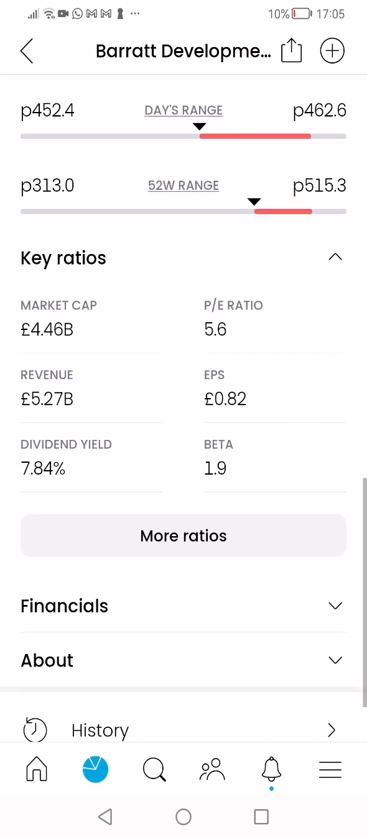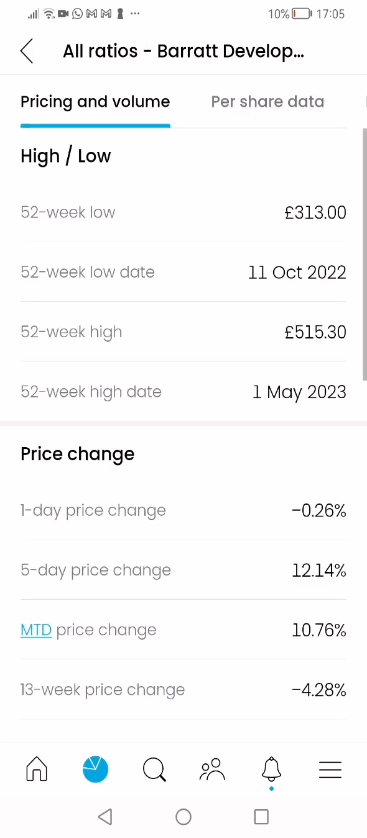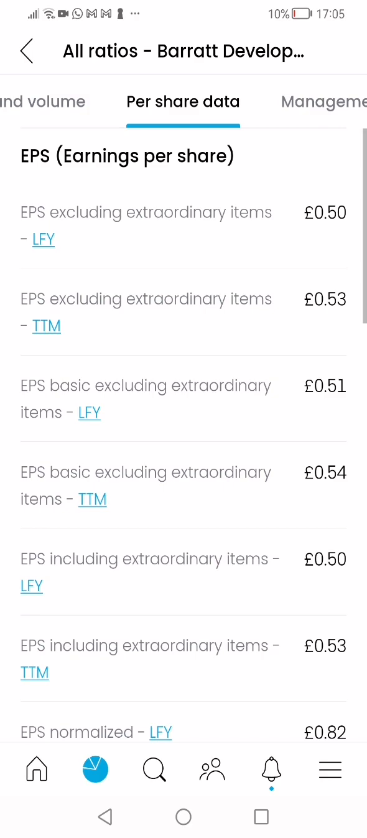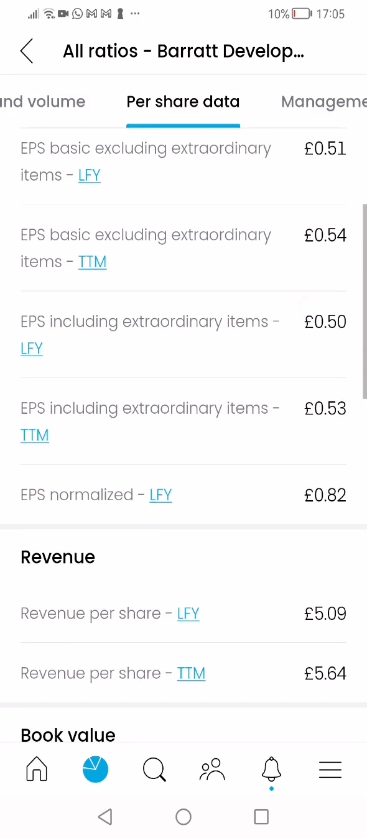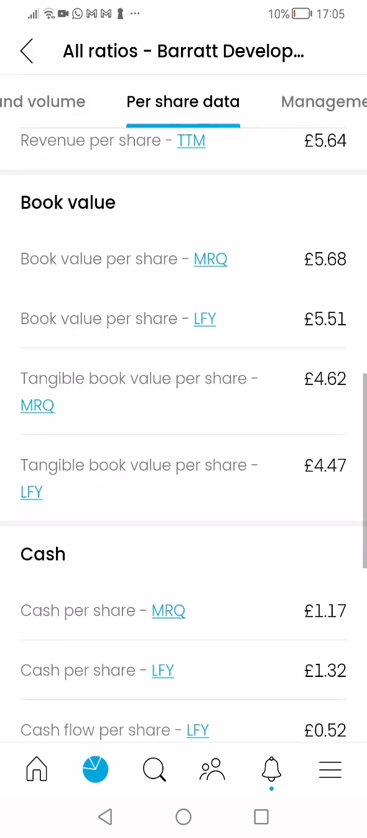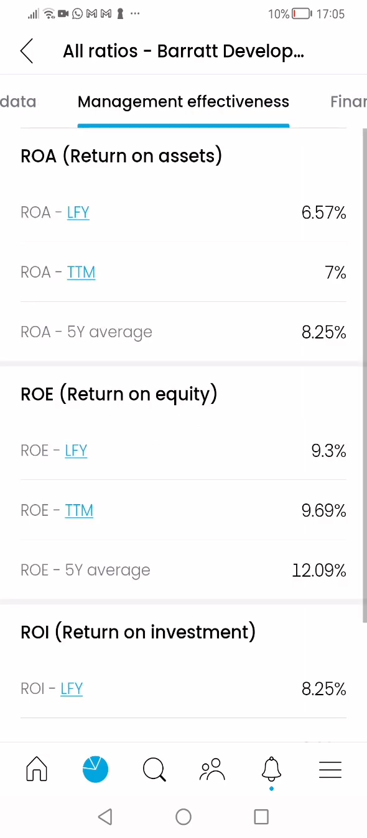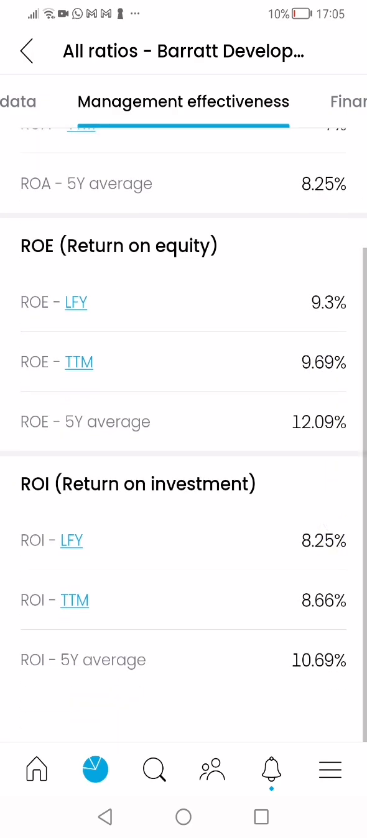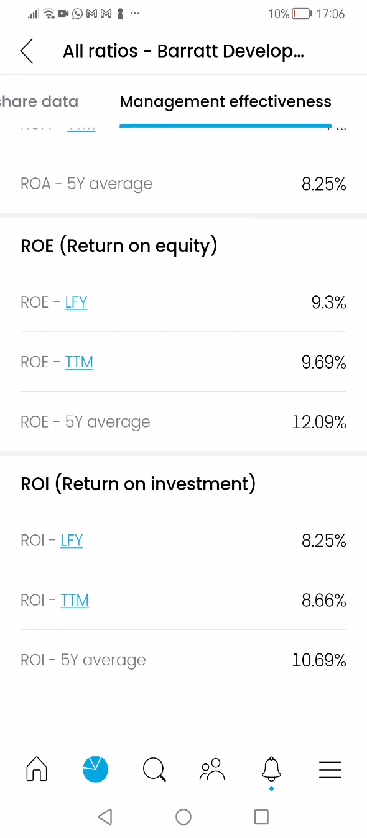I also like to look at this. So here, if you go on per share data, you'll get a good understanding of things like the company's growth. Return on asset is about 8% over 5 years. Return on equity is about 12%. Return on investment is about 10% over 5 years. It's not very good, but then you have to understand why it's so low, and that's because of the pandemic and the war and the inflation. So that's what's impacted its growth potential. Otherwise, that would be double, I would say.